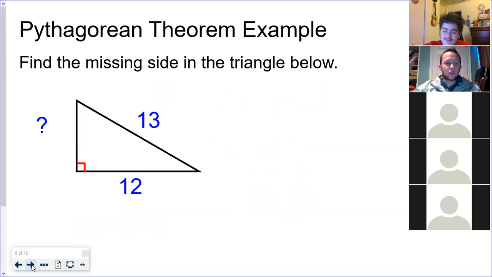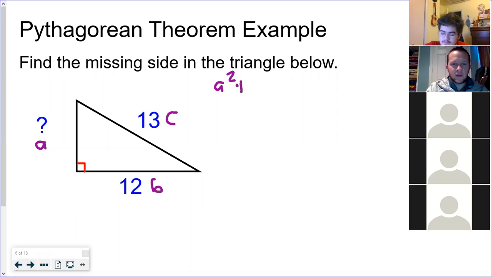Okay, we're going to go to this one. How is this one a little different? Well, now we're not solving for the hypotenuse. We're solving for a side, a leg. Now, it doesn't matter which letter I let that be, as long as it's A or B. Let's say this one's A. We'll call that one B, and we'll call that one C. So again, I'm going to start off with A squared plus B squared is equal to C squared. Don't know what A is, but we do know B is 12, and I do know that C is 13.